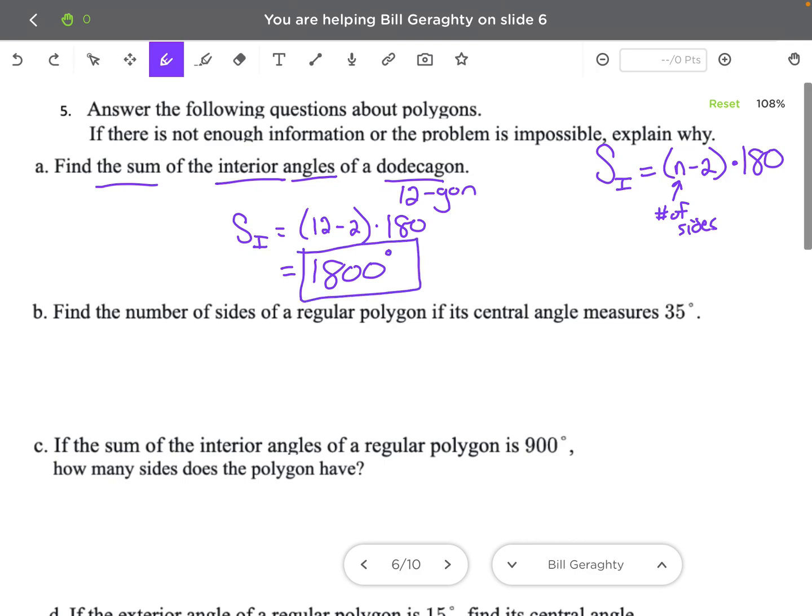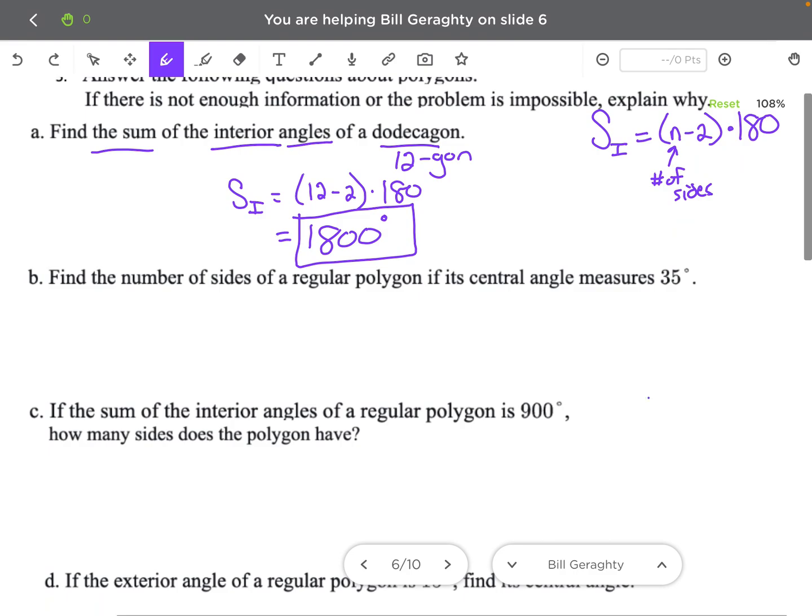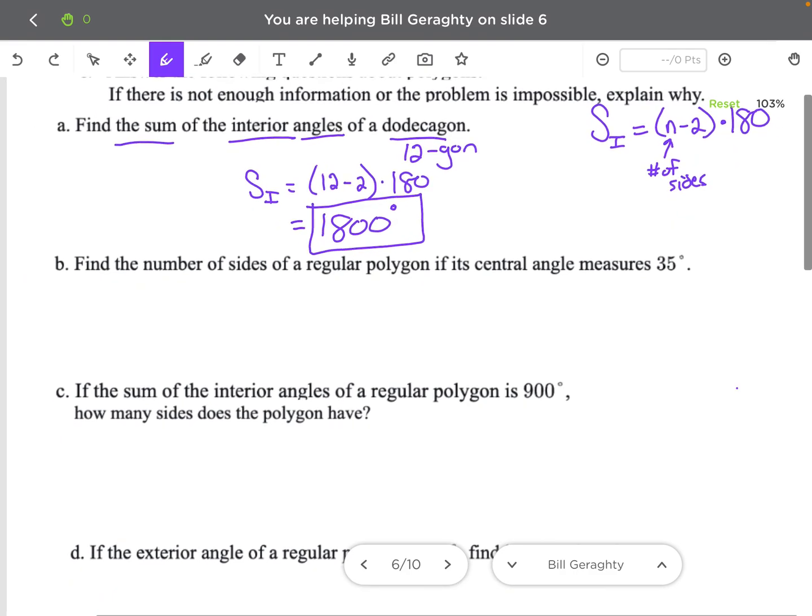Okay? Find the number of sides of a regular polygon if its central angle measures 35. So keep in mind that those central angles get placed together, okay? And we need to basically figure out how many central angles there are. If one of them is 35, 35, 35, 35, they're asking us how many of those you need that will go into 360. So central angles always are going to add up to 360.